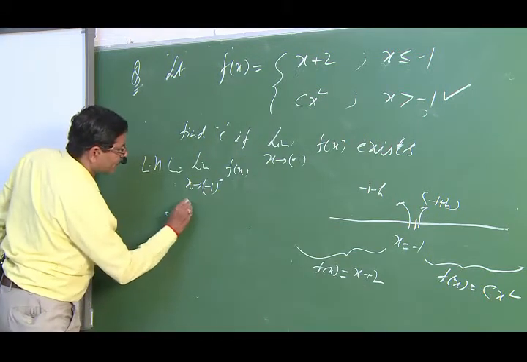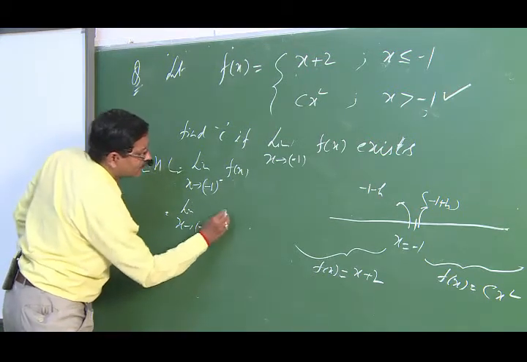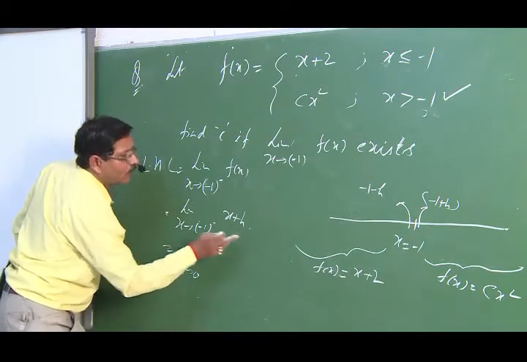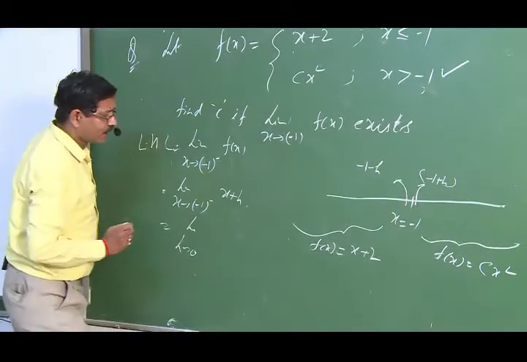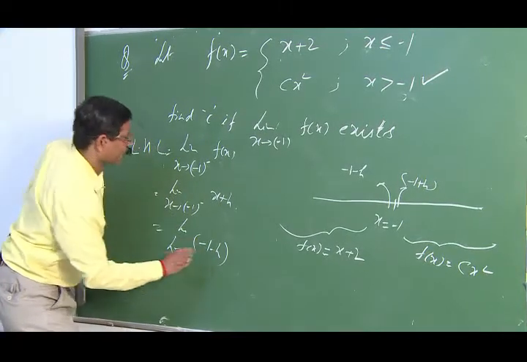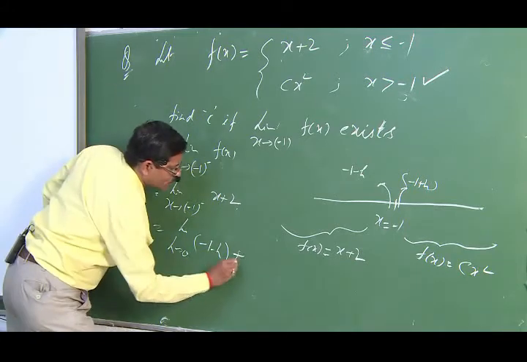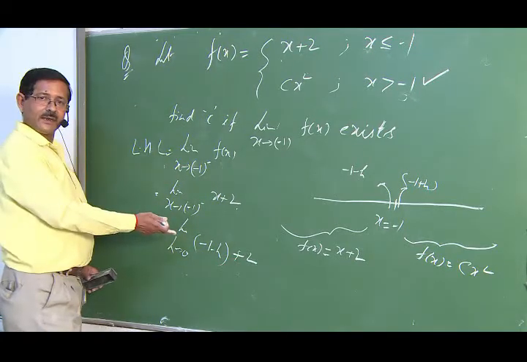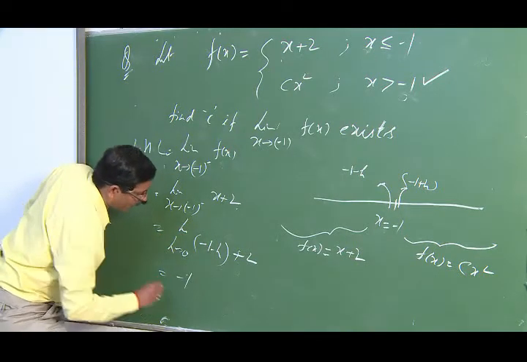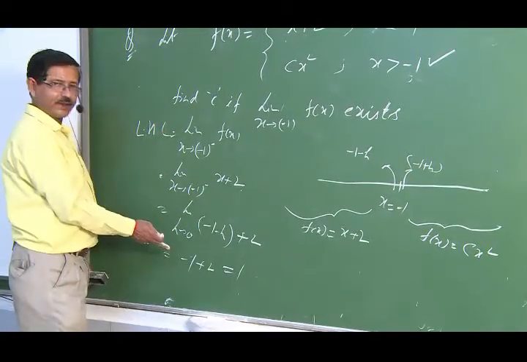Now put here limit x tending to minus 1 minus, this is x plus 2. Now use limit h tends to 0. Now put minus 1 minus h in place of x, which is minus 1 minus h plus 2. Now check whether this is meaningless or not. Put h is equal to 0 here. You will get minus 1 plus 2, which is equal to 1. So the value of left hand limit is 1.